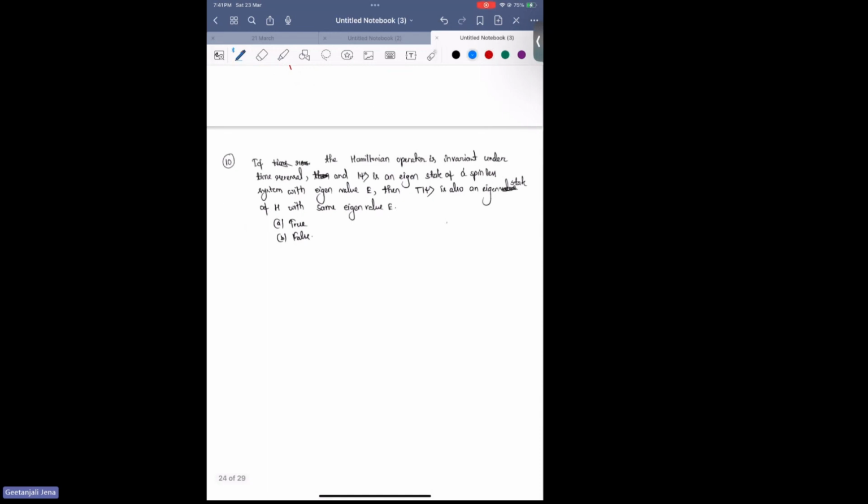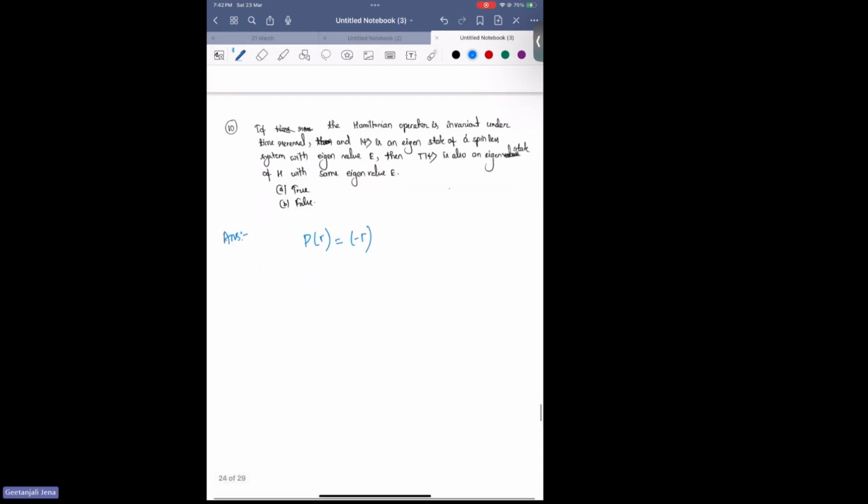Okay. So the next question is about the time reversal operator. Similar to the parity operator, where if you act a parity operator P on a state r, it gives minus r, similarly we have the time reversal operator. In time reversal, what will happen is t will become minus t. So the time reverses. t goes to minus t.